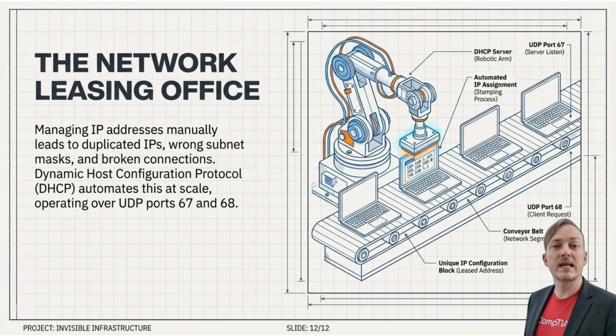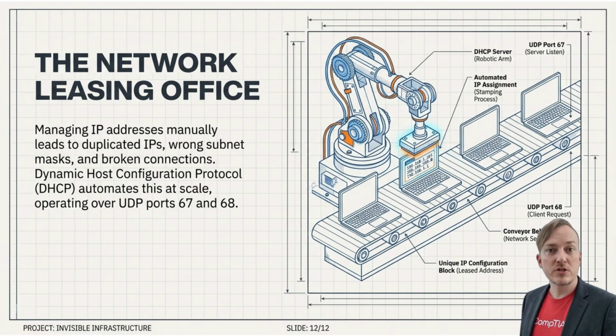Moving to Pillar 3, automating addresses. If you manage IP addresses manually, I promise you will accidentally duplicate IPs and break connections. Instead, we use DHCP, the Dynamic Host Configuration Protocol, acting as our network leasing office. It automates IP assignments at scale, listening on UDP port 67 for servers and port 68 for client requests.